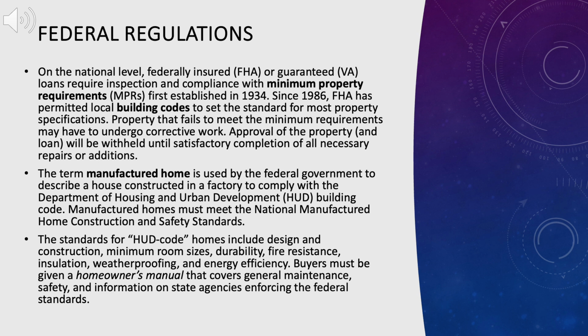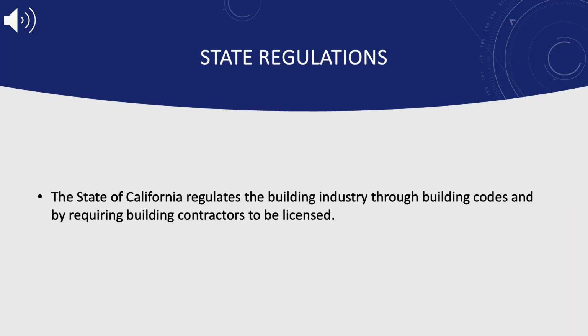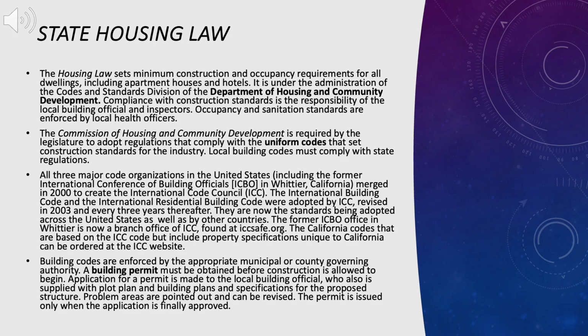federal standards. State regulations. The state of California regulates the building industry through building codes and by requiring building contractors to be licensed. State housing law. The housing law sets minimum construction and occupancy requirements for all dwellings, including apartment houses and hotels. It is under the administration of the Codes and Standards Division of the Department of Housing and Community Development.